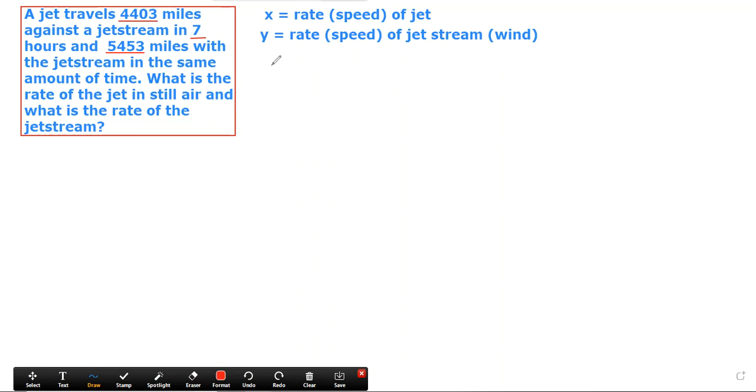So think about going with the wind, how fast the plane goes. You're going to add the speed of the jet plus the speed of the wind. That's going with the wind. And when you're going against the wind or jet stream, the speed of the jet will have to subtract, because the wind going against it is going to decrease the speed that it's going. So those are two ways to calculate how fast it actually is going: you either add the wind or subtract the wind.